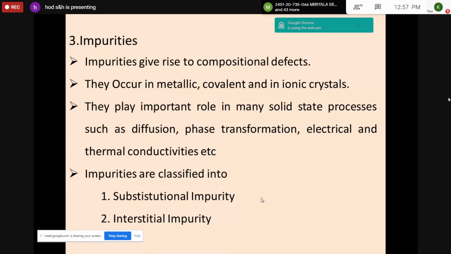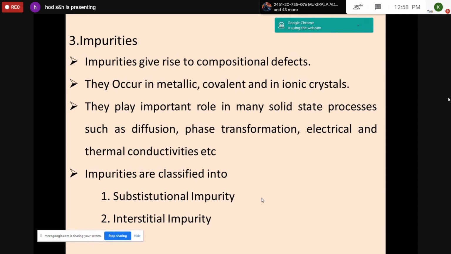And the third category in point defects is impurities. These are also called compositional defects. So impurities give rise to compositional defects. Generally, these impurities occur in all metallic, covalent, and ionic crystals. And these impurities play a very key role in certain processes such as diffusion of atoms and phase transformation, that means solid phase to liquid phase to gaseous phase. Like that, they change the basic properties of the material, and also they influence the electrical and thermal conductivities, etc.